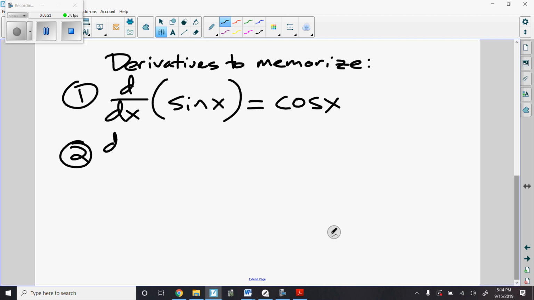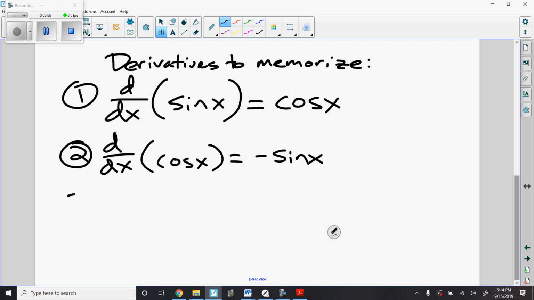We should also know the derivative of cosine of x. Now, unfortunately, it's not just sine of x. It's close to that. It's actually negative sine x. Lots of students tend to get numbers 1 and 2 mixed up. So commit them to memory so you never mix them up. Derivative of sine x is cosine x. The derivative of cosine x is negative sine x.